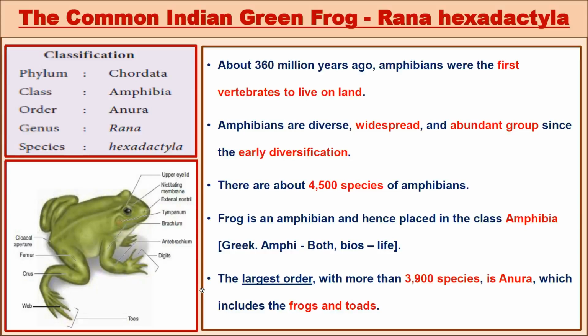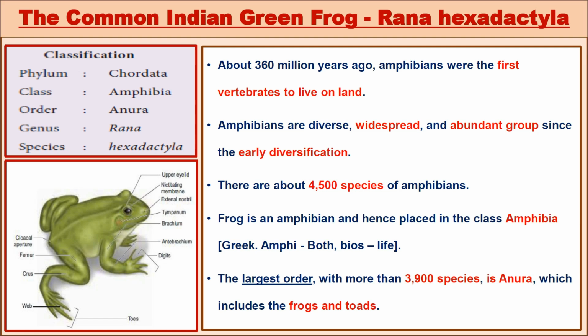Classification of frog. Frogs belong to phylum Chordata. Chordata are the group of organisms that have notochord and nerve cord. Class Amphibia. Frogs are amphibians and hence they are placed under the class Amphibia. Amphi means both. They can live both on land and in water.